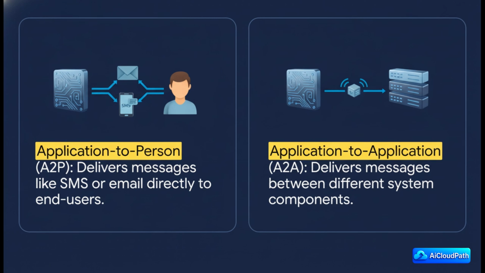Got it? Good. Okay, one last thing, and this is super important. Please do not confuse SNS with another AWS service, SQS. They sound similar, but they're totally different. Remember, SNS pushes messages out to many subscribers at once. It's like a broadcast. SQS, on the other hand, is a queue where another system has to actively pull messages from it. So think of SNS as a megaphone and SQS as a to-do list.